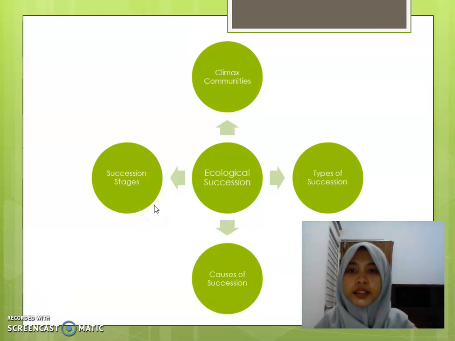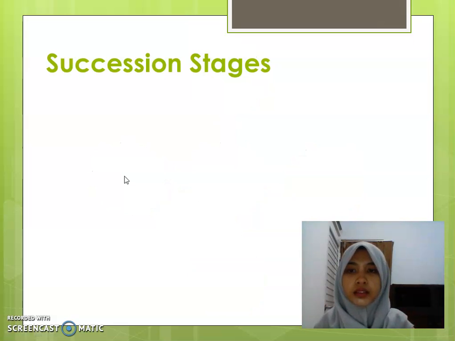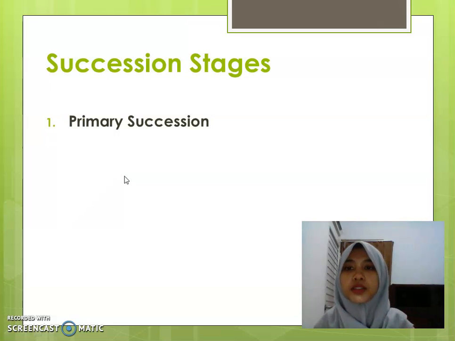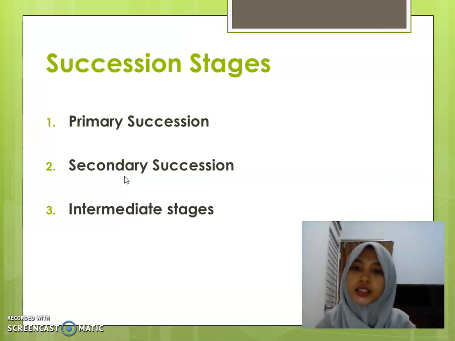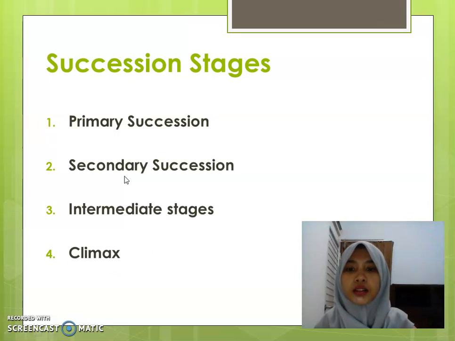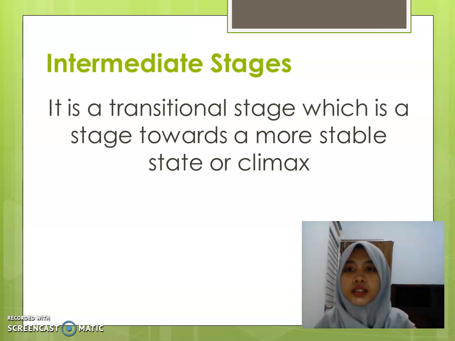And then next we will discuss succession stages. The succession stages are first primary succession, and then secondary succession, intermediate stage, and then climax. For primary and secondary succession, we have discussed them. Let's discuss the intermediate stage. The intermediate stage is a transitional stage toward a more stable state or climax. So it is just a transitional stage toward a climax, which is more stable.